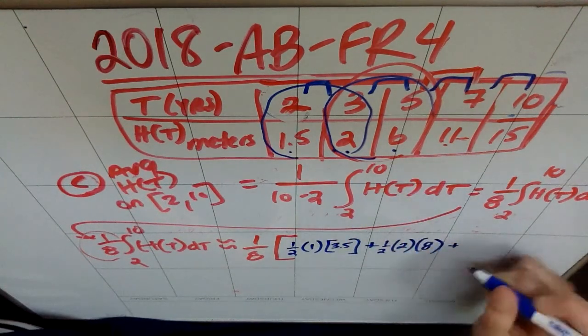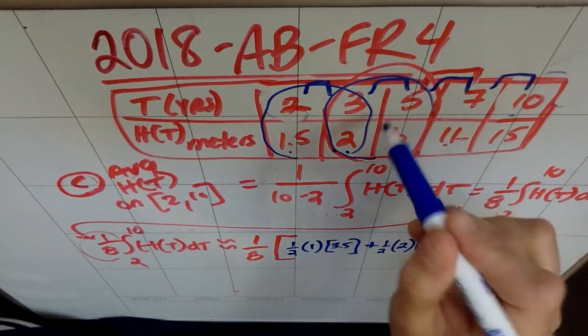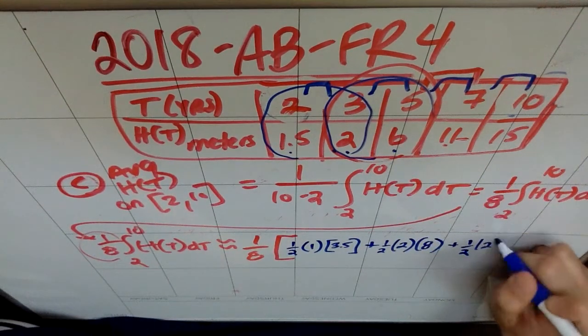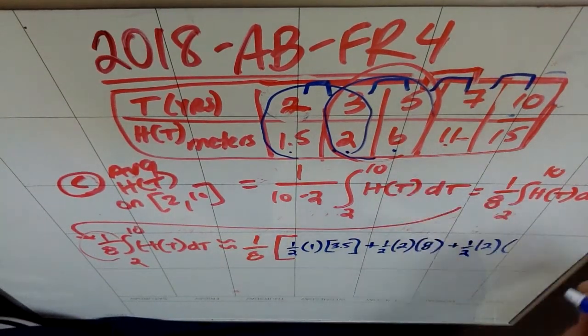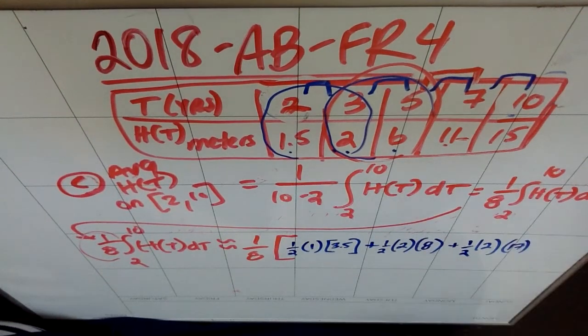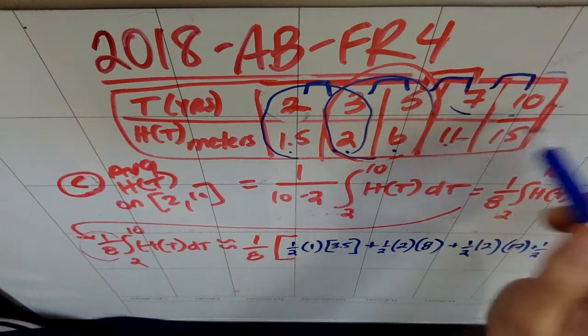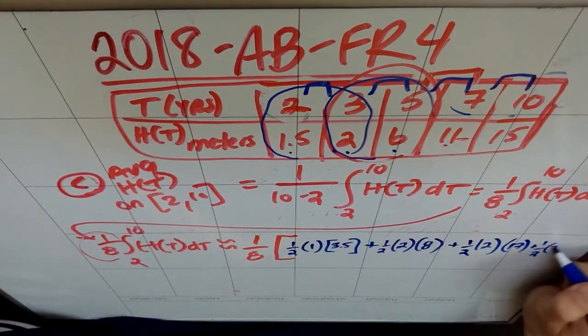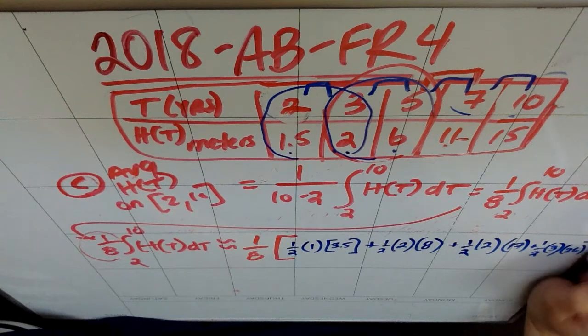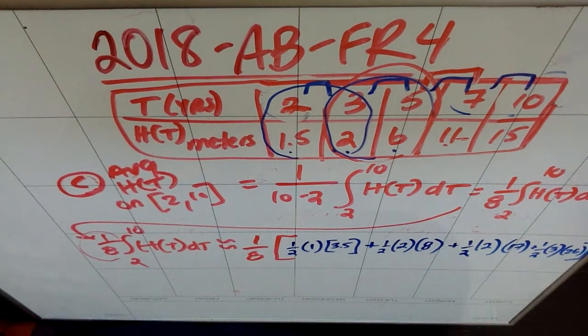Plus, my next trapezoid should be a 1/2. The height from 5 to 7 is a 2, right? Times the sum of the bases, which is a 17, right? 6 plus 11. And I'm barely going to make it on room. 1/2, the last trapezoid has a height of 3 because I go from 7 to 10. And the sum of the bases is a 26 because it's 11 plus 15. And I barely made it, but it's okay. We're going to clean it up.